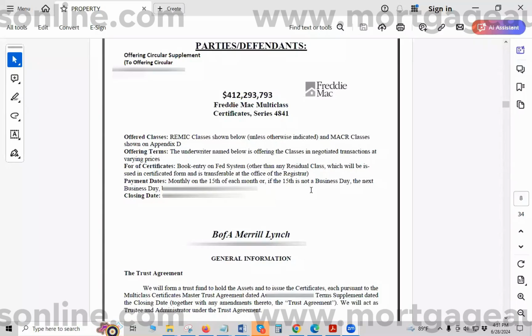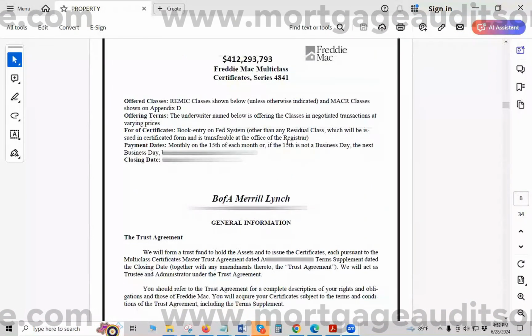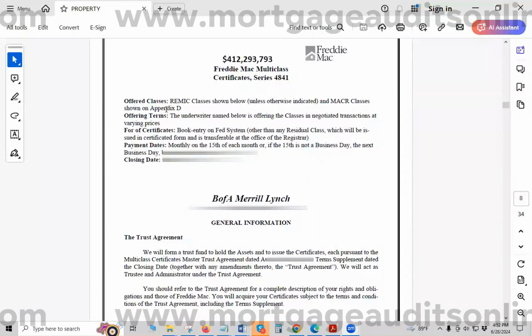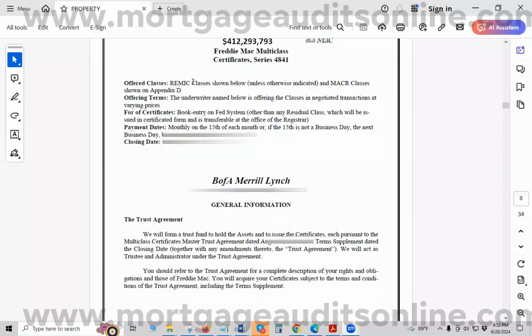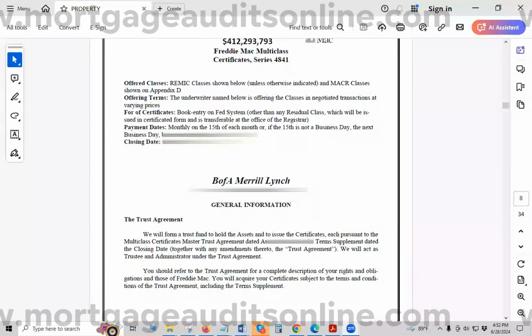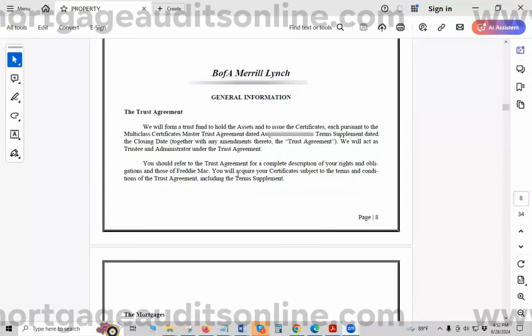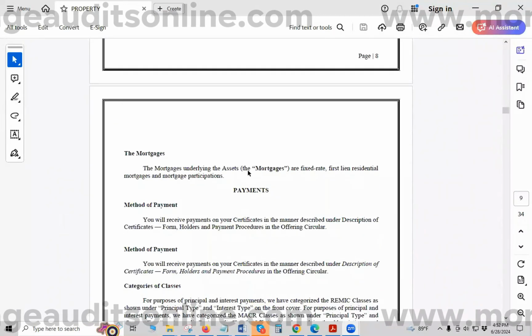There's a lot of loans in here. This is a very high number, okay? And basically, he puts these excerpts in here because it's showing you the offering terms, the certificates information, the offered classes. This is a REMIC class, okay? For those of you who don't know, the REMIC is a tax classification of a trust, okay? So the trust can get big tax breaks, so they avoid double taxation, okay?